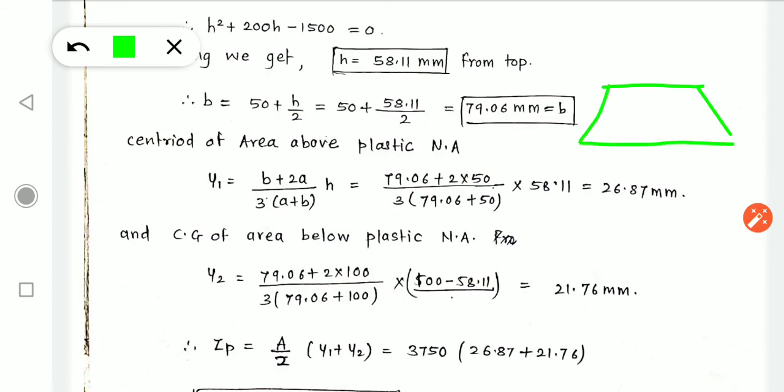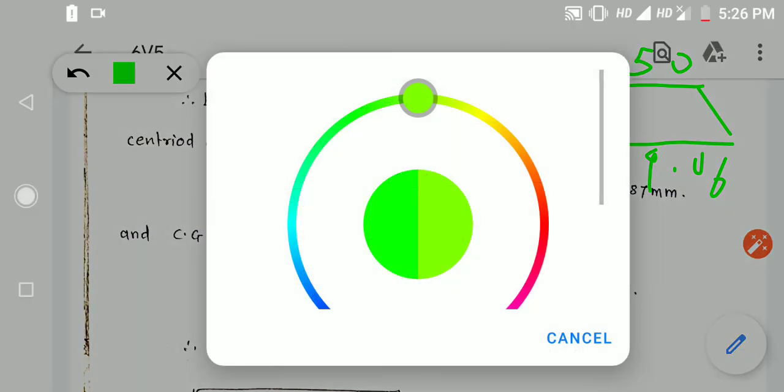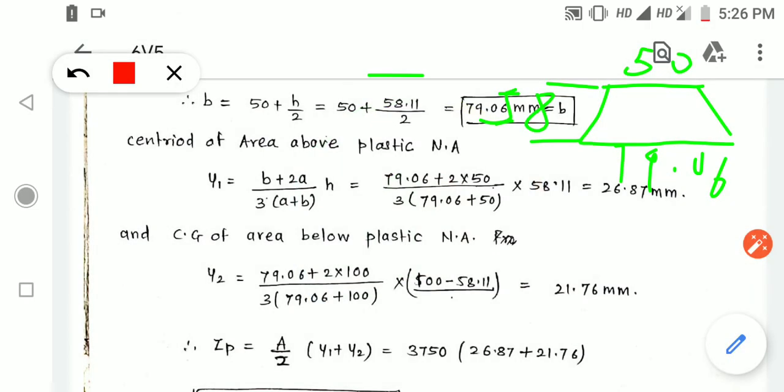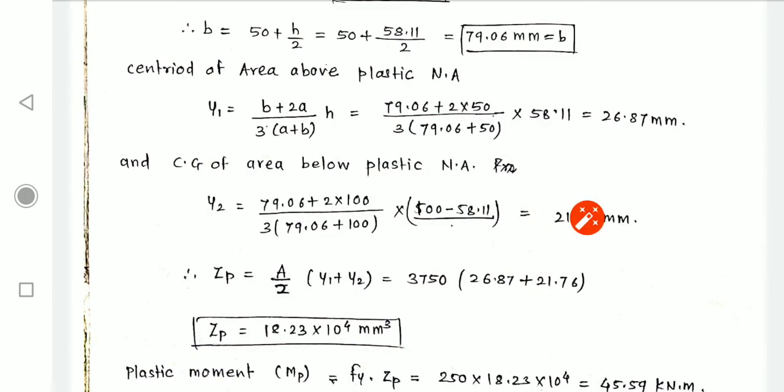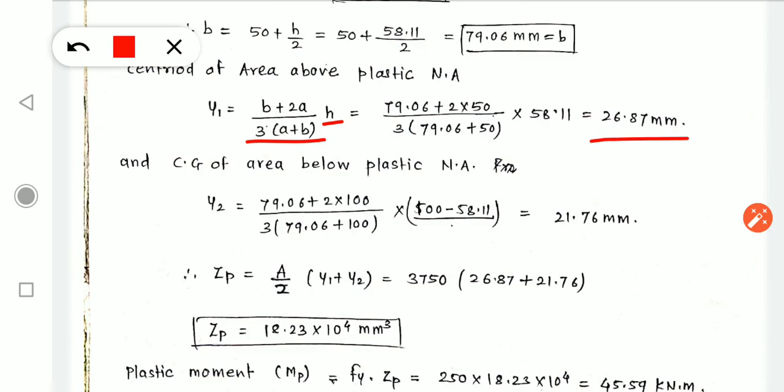Yes, this upper side distance is 50, the lower side distance is 79.06, and this h will be 58. From there you can write the values in this diagram as 79.06 for b. See here, twice a is twice 50, divided by 3 into (a plus b), into h, which is 58. Understood? Once you put the values of all a, b and h, you will get y from the top side as 26.87.